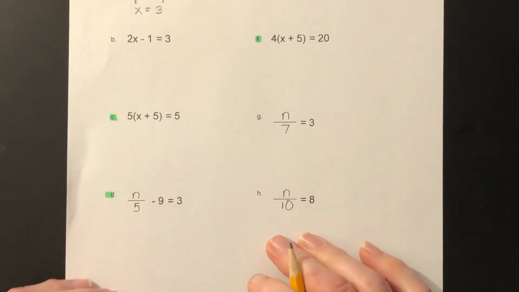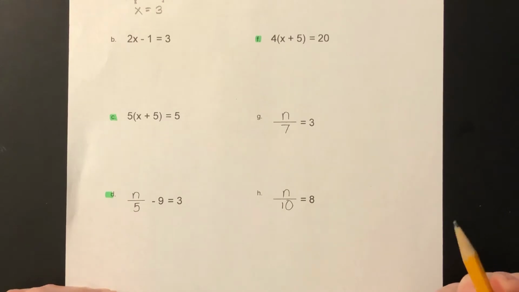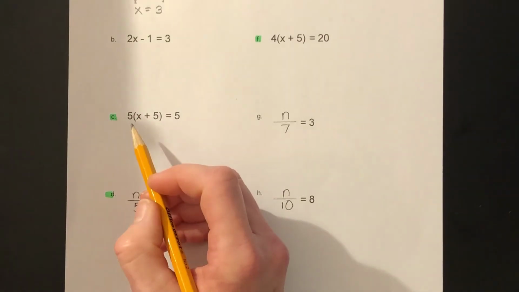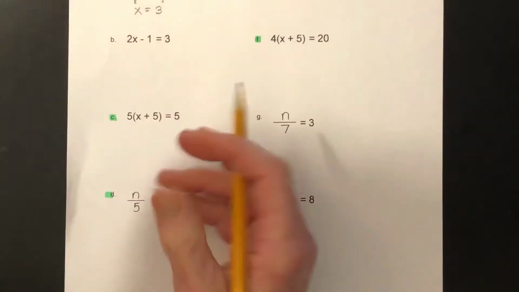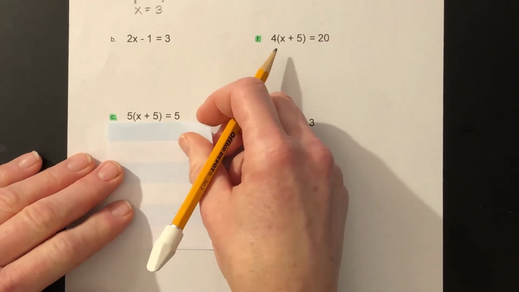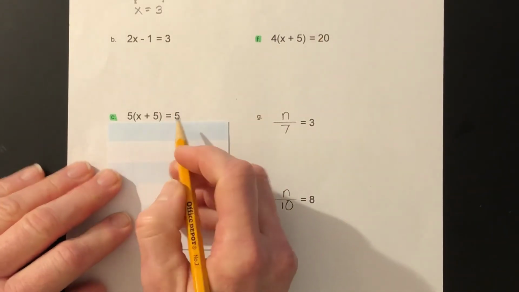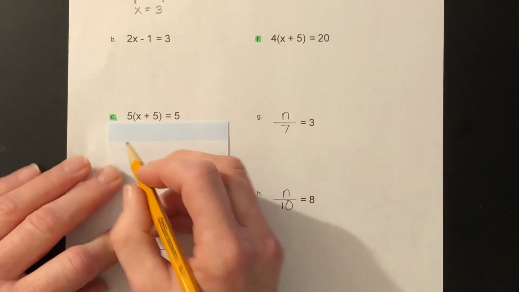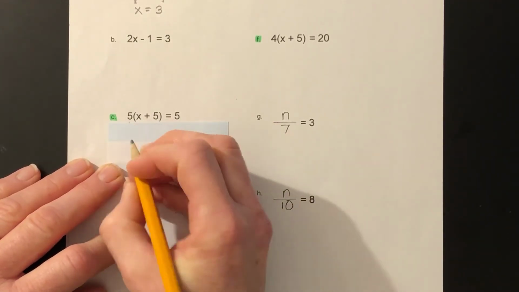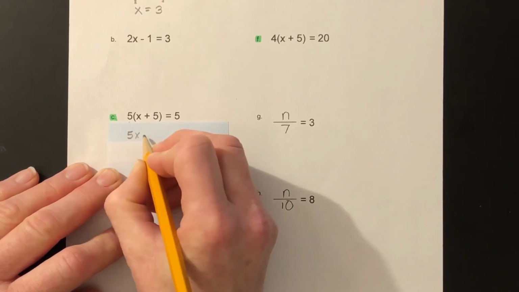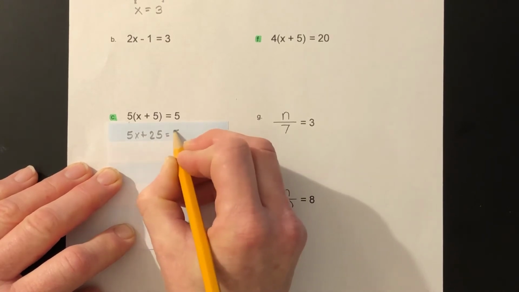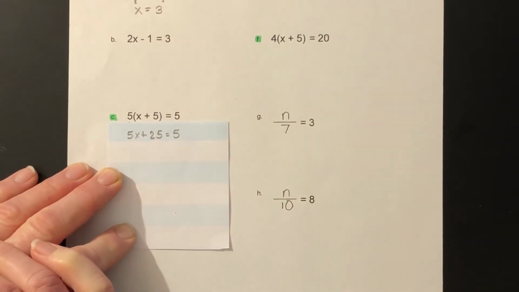Down to C. Now here is one you haven't done before. You can distribute. In fact, I will show you how to do it. Let me get a little scrap paper. We can do this. What you would do at this point, before I show you the alternative method, is to distribute the 5. 5x plus 25 equals 5. So that's what you would do first.